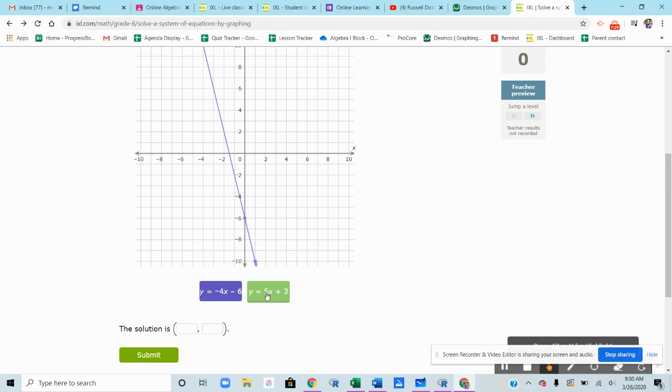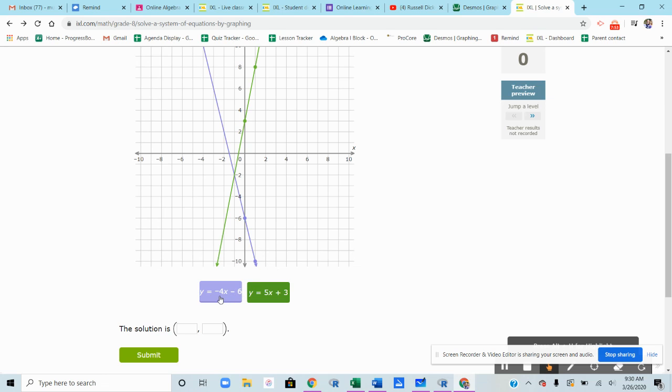Then after that line is graphed, you're going to click on the second button and graph that one the same way. Your y-intercept is 3, so go up to 3. And then your slope in this case is 5, or 5 over 1, and it's positive, so up 5 and over 1. Now your lines should cross at a nice intersection, and if they don't, you should go and find where your mistake is.